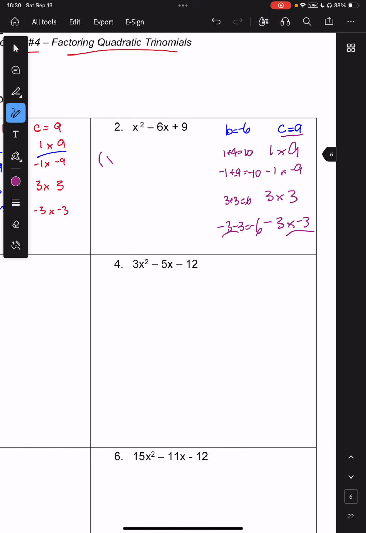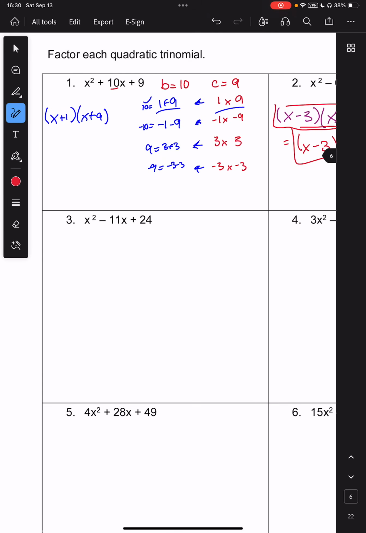So the same format where we just write x and then plus our first value, which is negative 3. So x minus 3, and then x plus our second value, which is negative 3. So x minus 3. So this is our answer, x minus 3 times x minus 3. But it can also be written as x minus 3 squared. So you have two ways to write out your answer, x minus 3 times x minus 3 or x minus 3 squared. Both of these are correct.